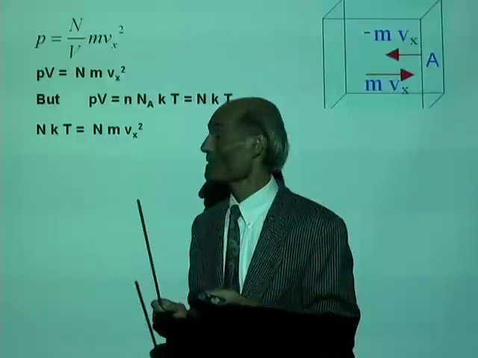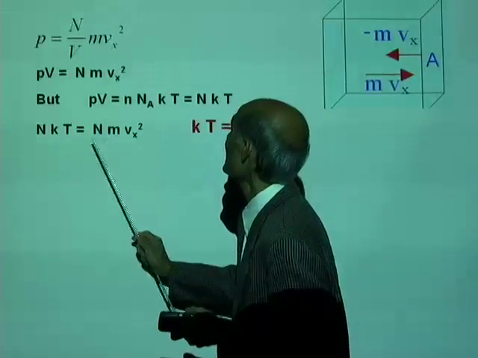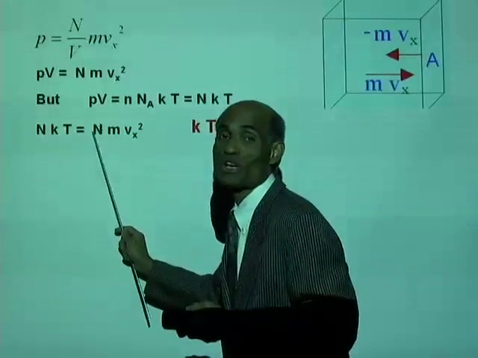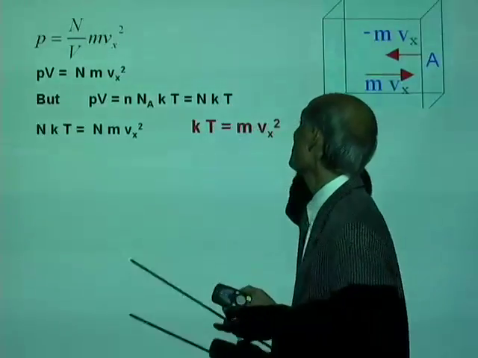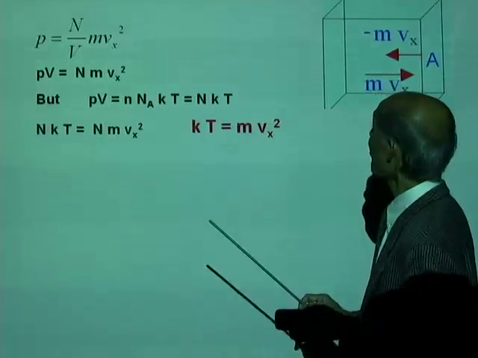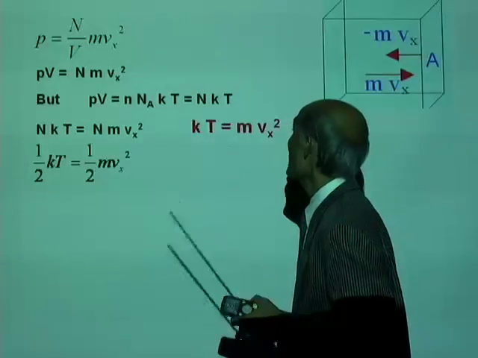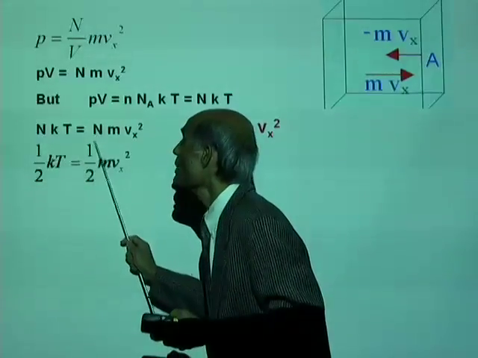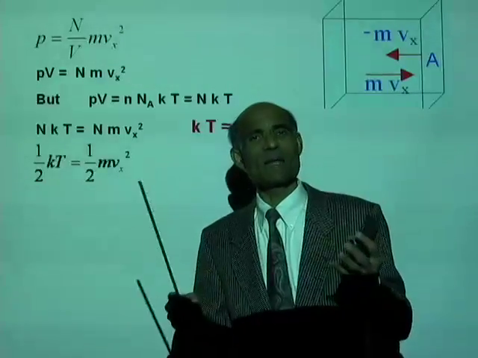Is that right? Okay. That means kT equals, that means N, the big N, the number of molecules on each side will cancel. We get kT equals m Vx squared. That's an important relation. Now, if kT equals m Vx squared, then 1/2 kT will be equal to 1/2 m Vx squared. Why did I do that?